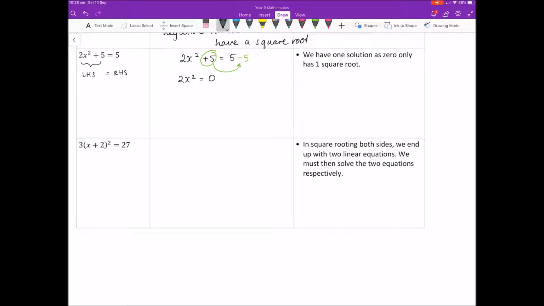Now, if I take the 2 to the other side, if I divide by 2 both sides, that will cancel out to leave me with x squared equals 0. So therefore, we only have one solution, as 0 only has one square root.